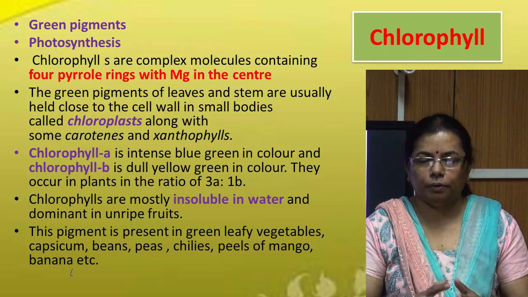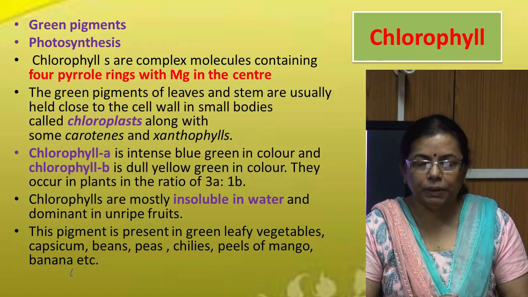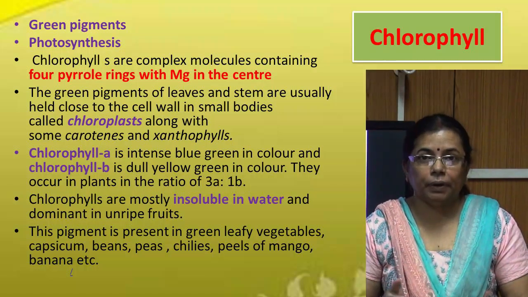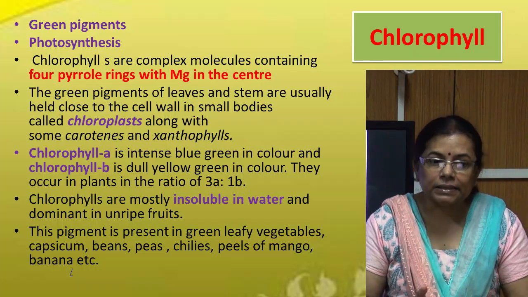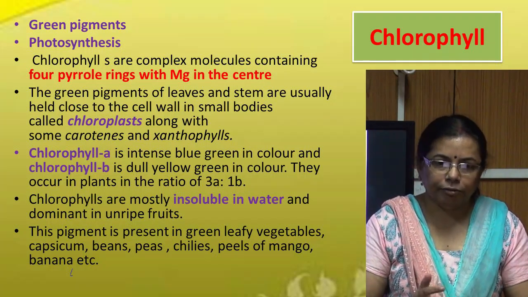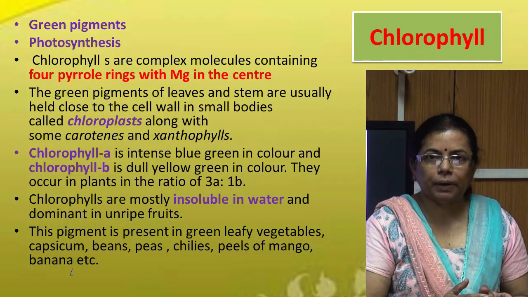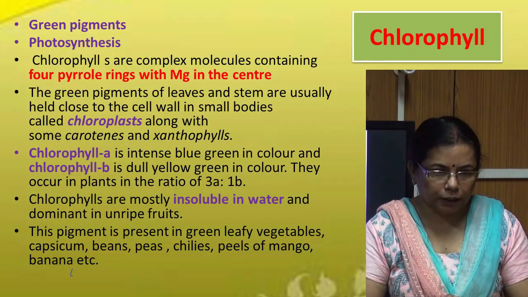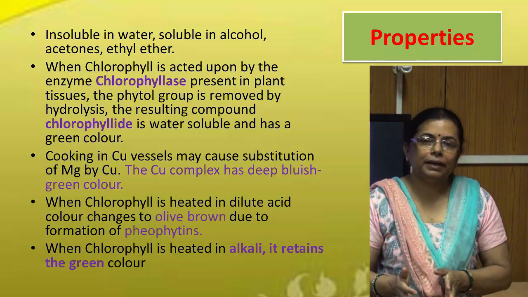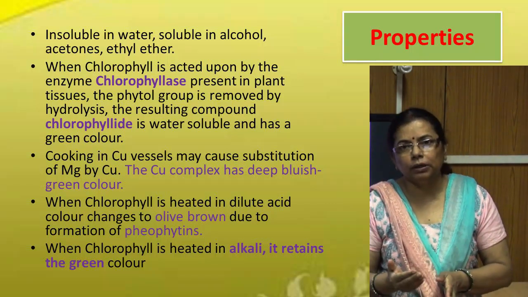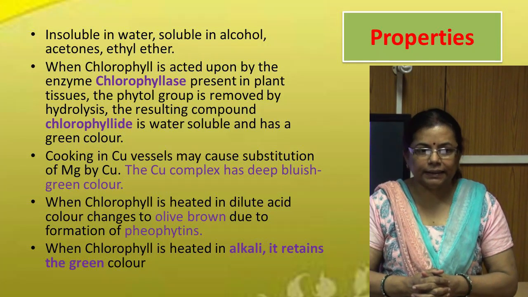There are many types of chlorophyll, A, B, C, D, but chlorophyll A and B present in higher plants are important in foods. Chlorophyll A is intense blue-green in color. Chlorophyll B is dull yellow-green in color, and they are present in the plant in the ratio of 3:1. The properties of chlorophyll: chlorophyll is insoluble in water, soluble in certain organic solvents like alcohol, acetone and ethyl ether.